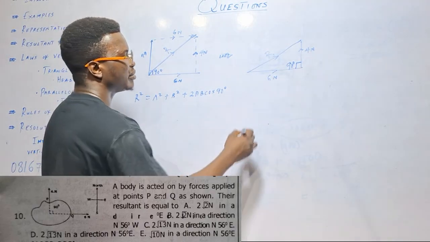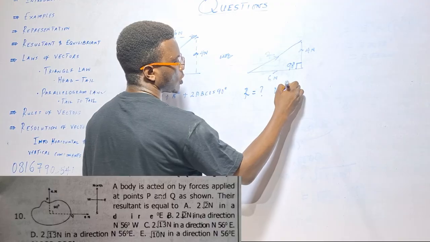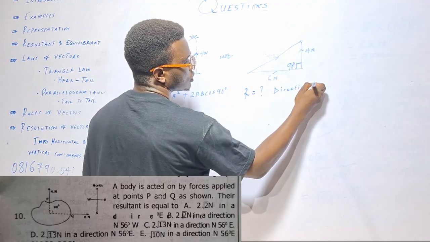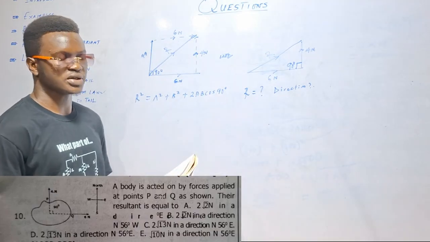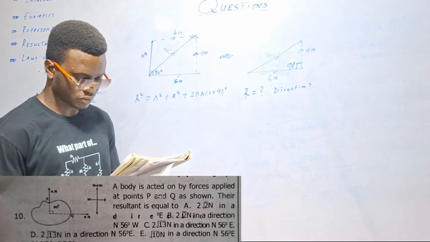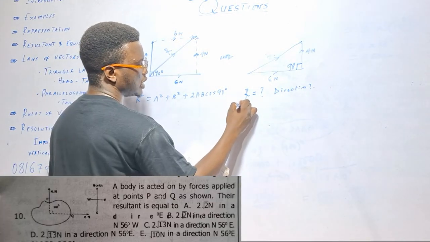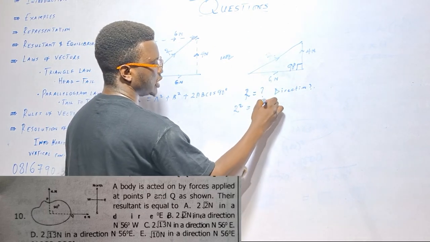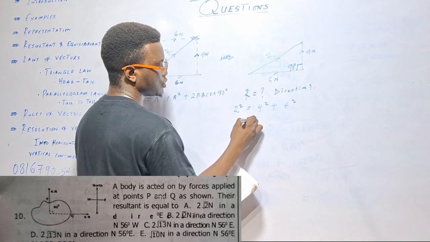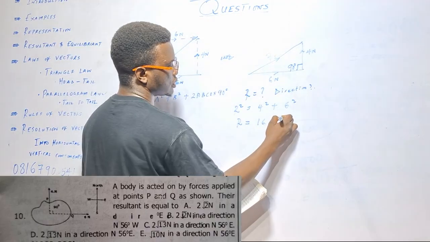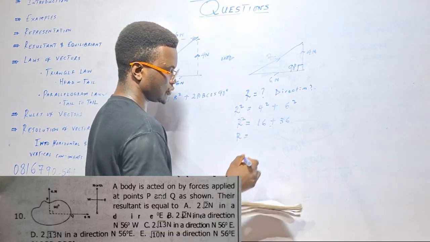So help me to find the magnitude and the direction quickly. What do you think that answer is? You know how to do that when you have this type. It's just like what I did in number 1. But now let me do it for you. So now we have R squared equals 4 squared plus 6 squared. So my R is going to be the square root of 4 squared, 16, plus 36.